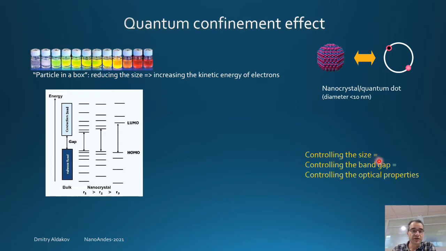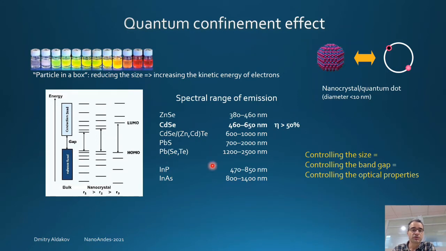So we control their size just by changing the synthesis time. We control the band gap, and we can shift the emission, we can fine-tune it. That's why we can do it for several semiconductors, common ones like zinc selenide, cadmium selenide, lead sulfide, and so on. And as you see here, the range of emission, it's a range. So by tuning the size, we can really emit at the given wavelength if we find a good size of them. So those are most common semiconductors which we can make in colloidal form.